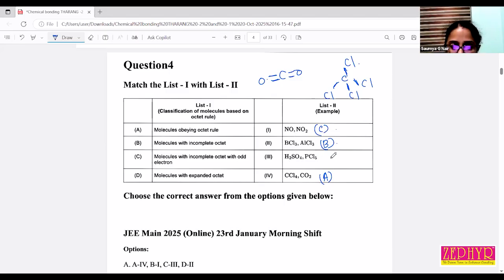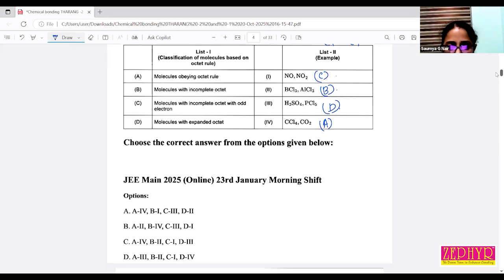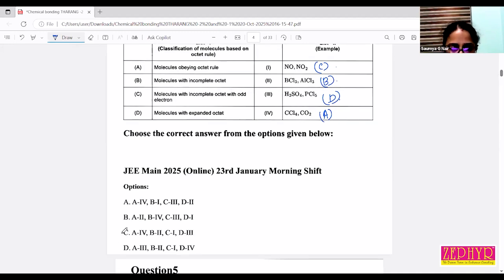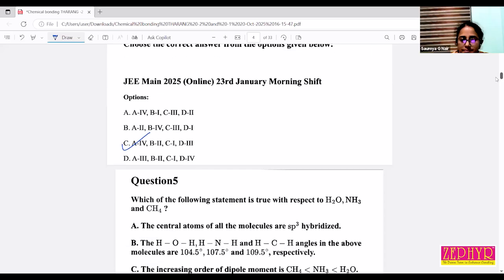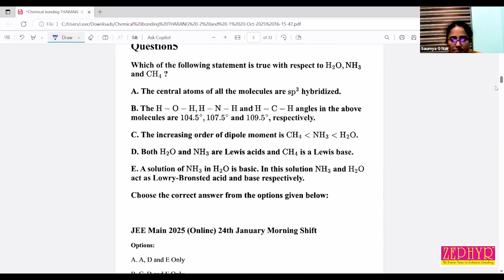Then molecules with an expanded octet, option D. So A4B2, only one option, C. Then 5 statements are there, and options are also there. Read the statements carefully.